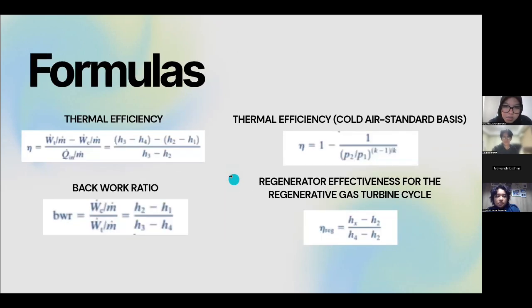And for the formulas, we have the thermal efficiency, the back work ratio, the thermal efficiency on a cold air standard basis, and the regenerator effectiveness for the regenerative gas turbine cycle. The back work ratio is a measure of the energy used by the compressor or pump in a thermal cycle compared to the total energy produced by the turbines.